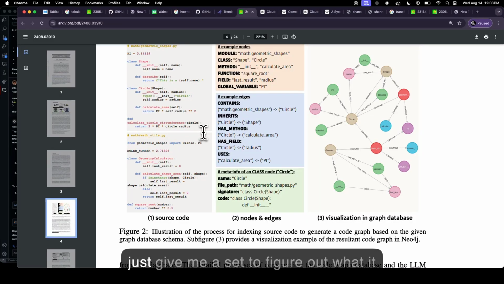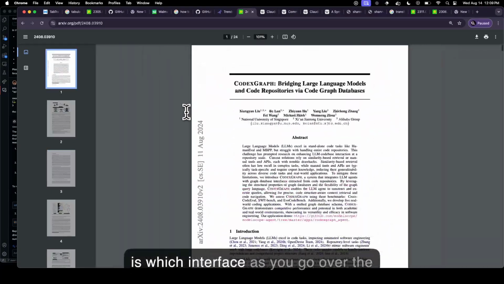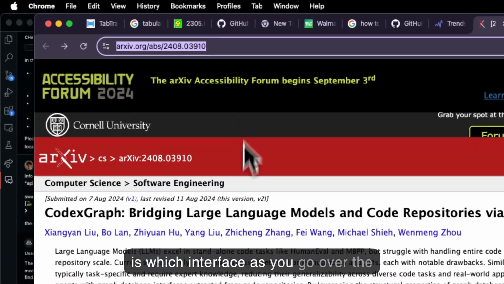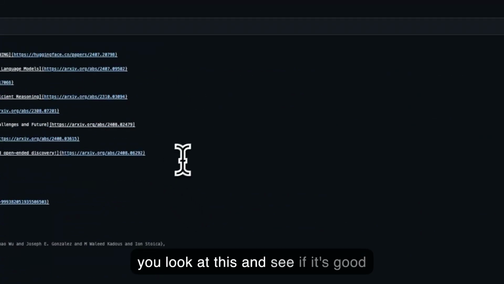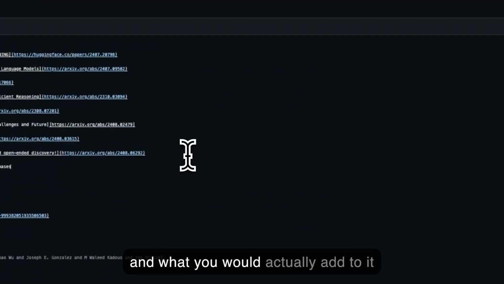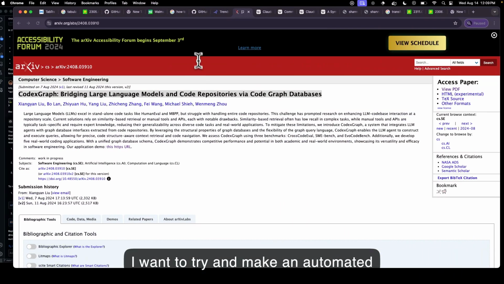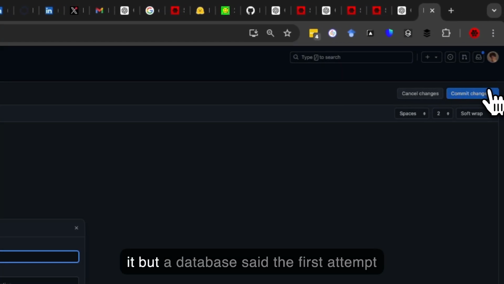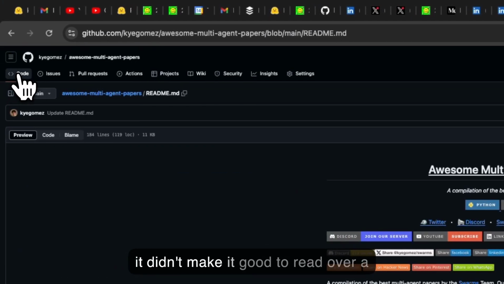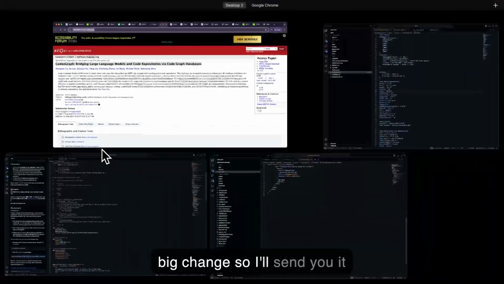Just give me a sec, figure out where that is in which interface. As you go over the code, I want to test something, or have you look at this and see if it's good and what you would actually add to it. I want to try and make an automated code review process, and I started on it, but the first attempt didn't make a good read over a big forge. So I'll send it to you and you can check it out.